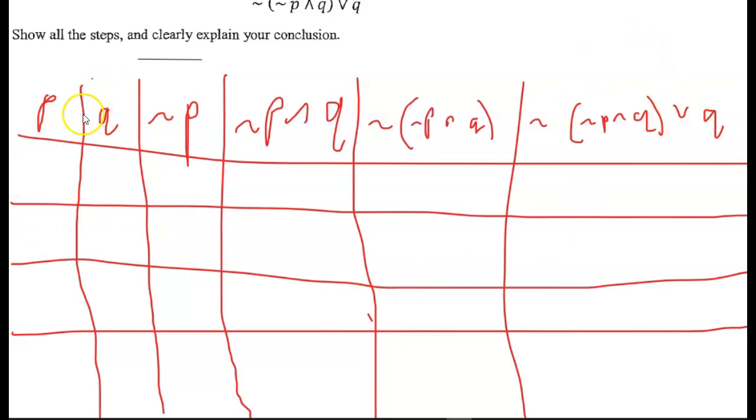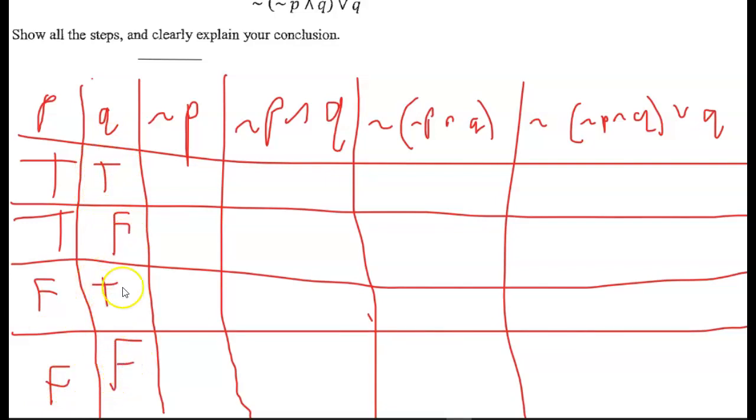Alright, so how do we start this? Always these 2 columns will be the same. So if you have 4 rows, you put true, true, false, false over here. Then over here, it's true, false, alternate, true, false. That's done. Now what is not P? Not P is the opposite of the truth value of P. So if P is true, this is false. P is true, that's false. If it's false, it's true. And if it's false, it's true.